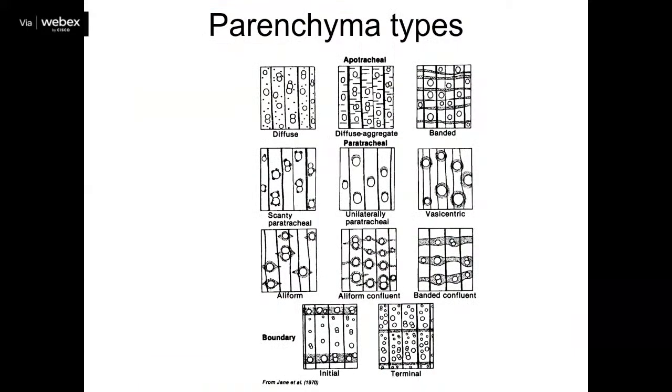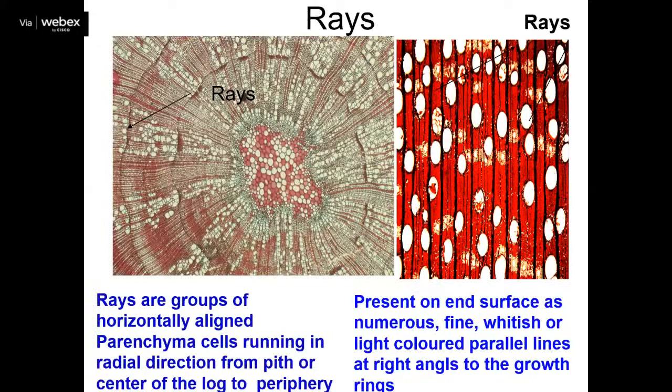These are different types of parenchyma. Each tree has a different type. For example, if you want to identify any tree, we should know what type of parenchyma it has, what type of rays it has, and what type of vessel arrangement it has. Only then can we identify what wood it is.